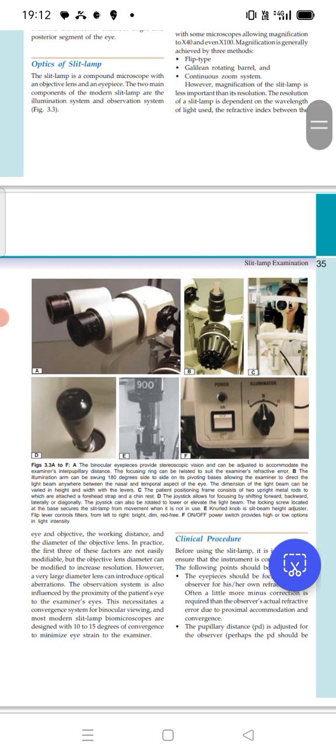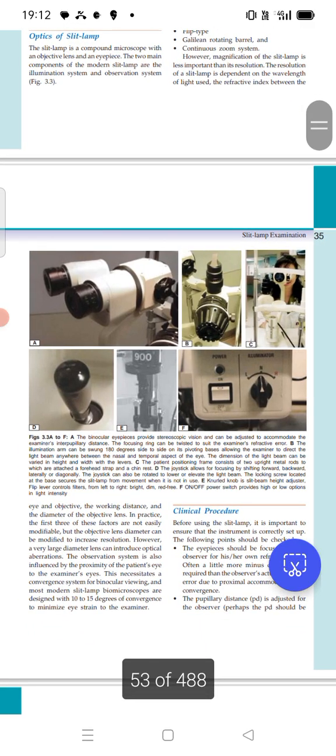The observation system is how you observe. The illumination system deals with how the light falls on the object, on the eyes. So the illumination system deals with the light, the observation system is how the observer observes, and the mechanical system is the rest of the slit lamp, the basic support of the slit lamp.